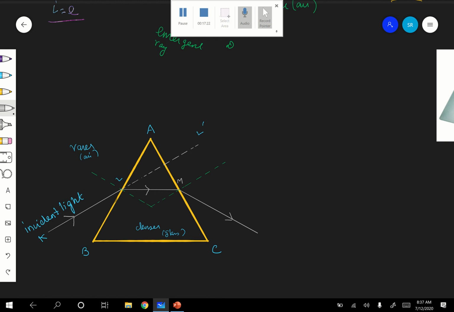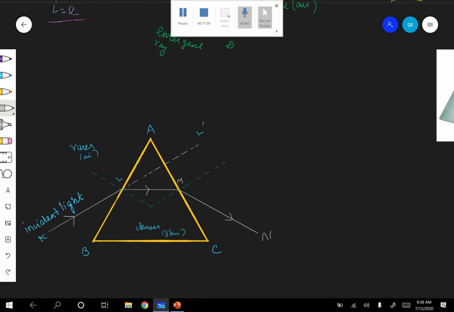So, after suffering one refraction, which is refraction from rarer to denser medium, it then goes from denser to rarer medium. Why? Because it suffers one more refraction here. Are you following? See here, it falls at M.